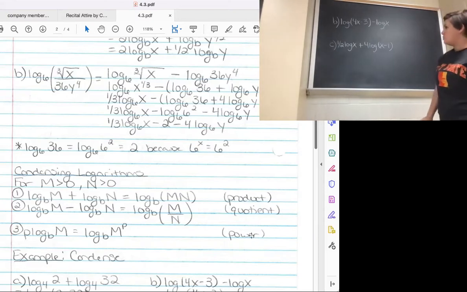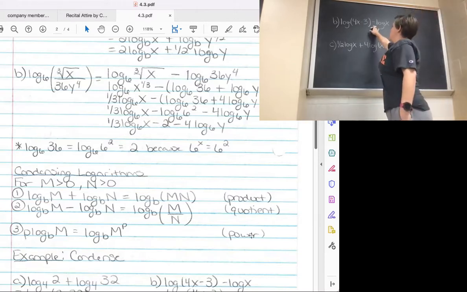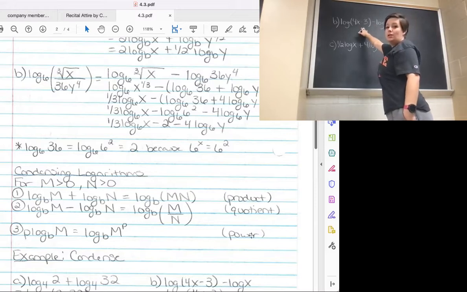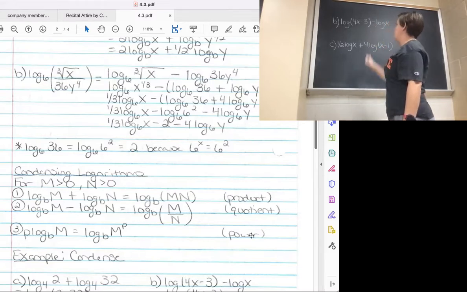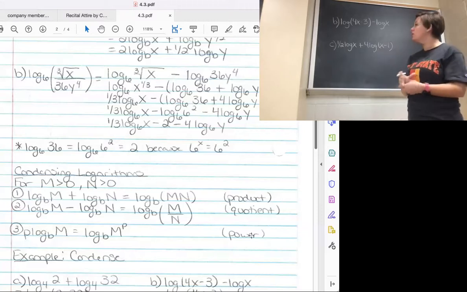Let's do example number 2, or B. We have log of 4x minus 3 minus log of x. We need to condense this. We have a minus in here. Don't worry about the minus in here. Worry about the minus between your logs, because that's the only way you can condense logarithms together.